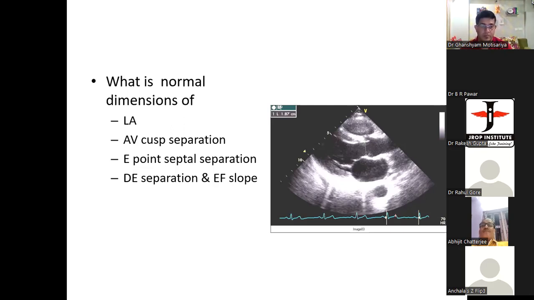Rahul, can you hear me? A-V-C-U-S separation. Abhijit, ask this question. This is from your side. How much is the Avicus separation? How much is the E point septal separation?